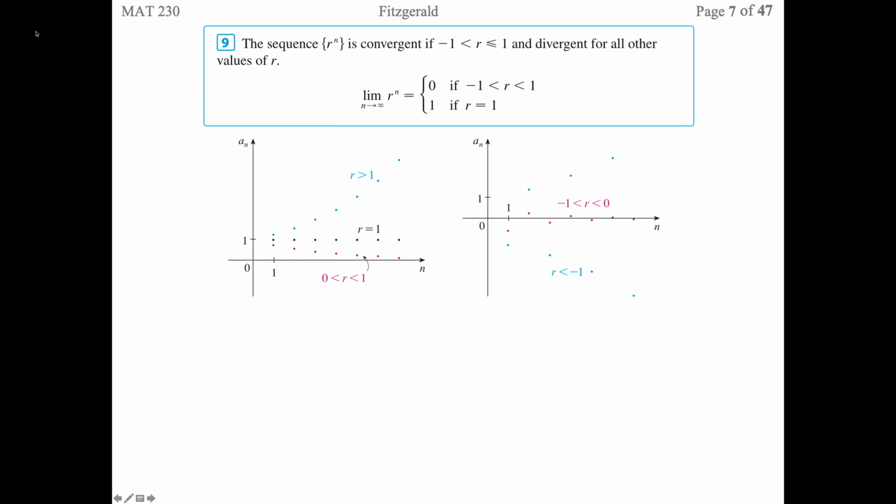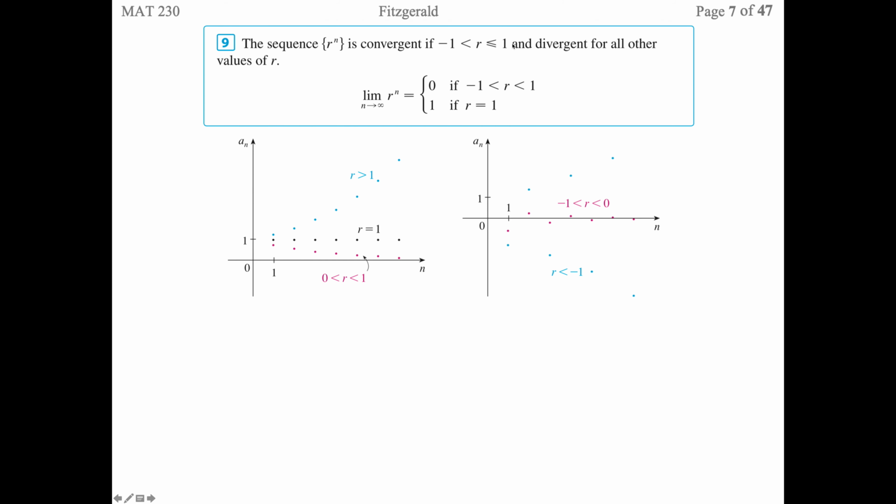Okay, continuing on from where we left off before spring break, we were going to look at this definition here. The sequence of r to the n power is convergent if negative 1 is less than r, less than or equal to 1, and divergent for all other values of r. So let's look at the divergent part first.